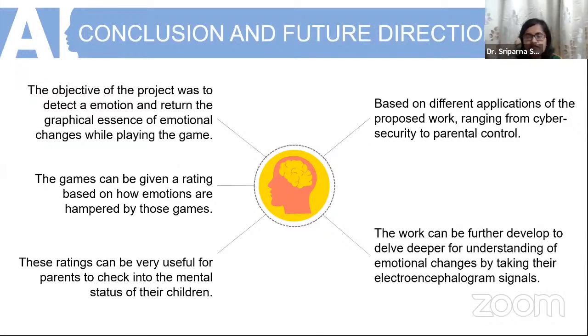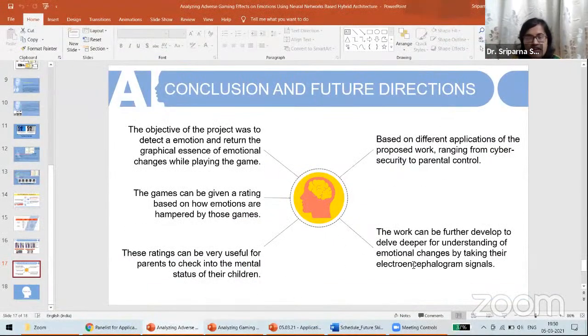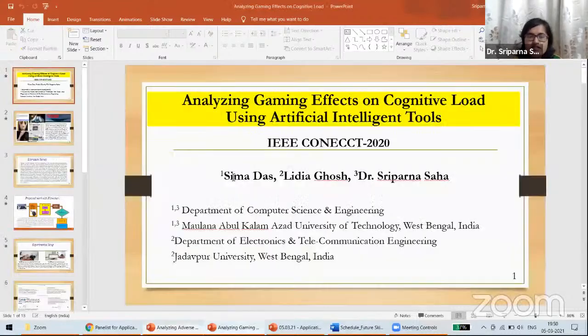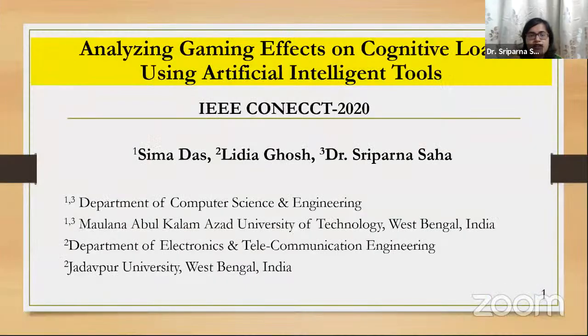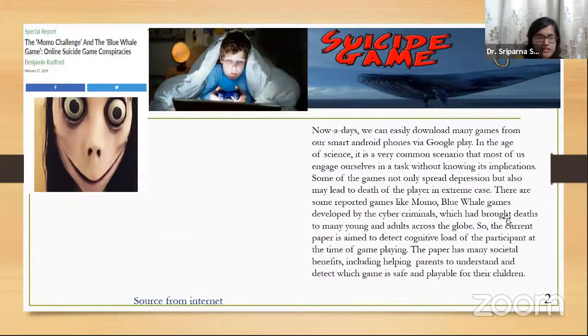So in the next paper that we are going to talk about now, we have taken the EEG signal, that is the electroencephalograph signal, and from that, emotional changes are measured. This paper was published at an IEEE international conference, and it discusses the emotional changes when playing video games, using EEG signal data. This is the particular proposed work.